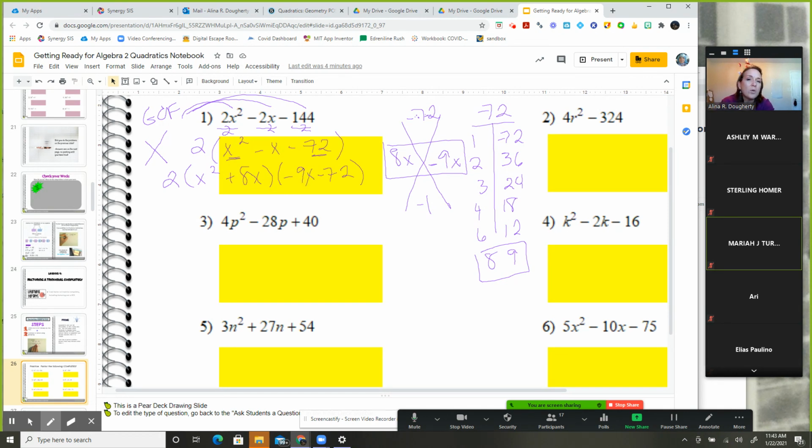And Elias, the order doesn't matter here either. If you put the 8 on the left and the 9 on the right, that's fine. If you put the negative 9 on the left and the 8 on the right, that's fine too. It looks like maybe it's going to make a difference, but it's not.